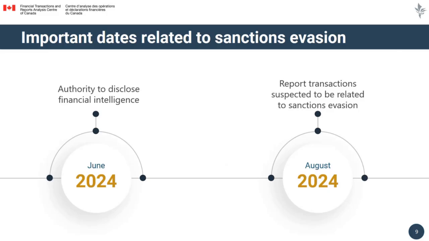FINTRAC has published a special bulletin on financial activity associated with sanctions evasion, as well as guidance on reporting suspected sanctions evasion for reporting entities to comply with the new reporting requirement. These include characteristics of transactions related to sanctions evasion that can be leveraged.